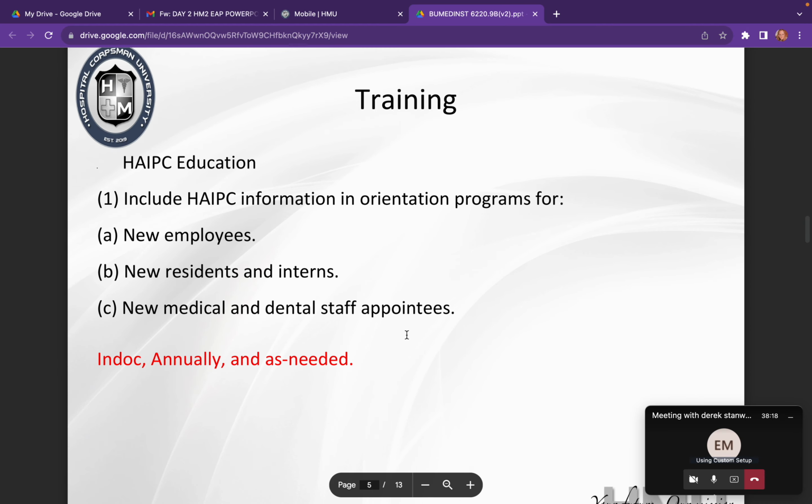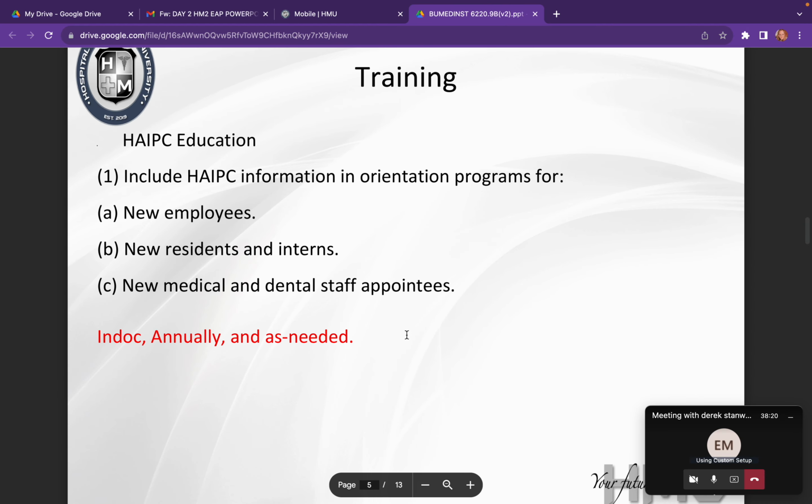Okay, so infection control training. As we all know, we have it at NDOC, we have it annually, and then as needed. The as needed should probably happen more often than it usually does. Usually we have that when a safety event happens or any new policy comes out, like COVID. We had a bunch of different infection control trainings when that first came out, just to make sure we were up to speed on what's going on.